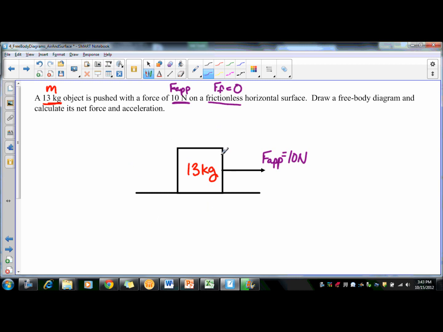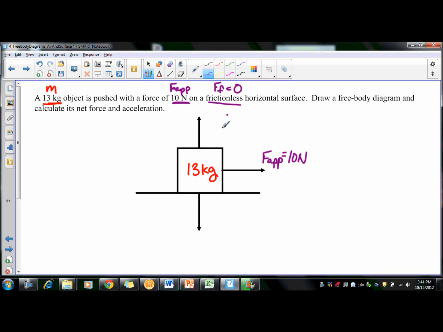But we're still missing two very important arrows. One is that the object has a weight pulling it down. And the other is that the surface is pushing up. So again, just like I tried to emphasize in the video where we drew free body diagrams, this is not the air resistance, because this is a surface. This is the surface pushing back up on the object. So this arrow is what we called the normal force.